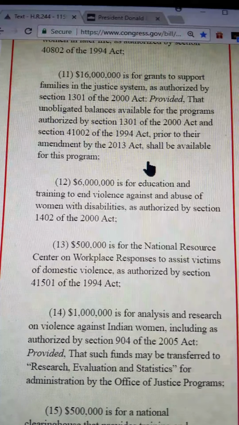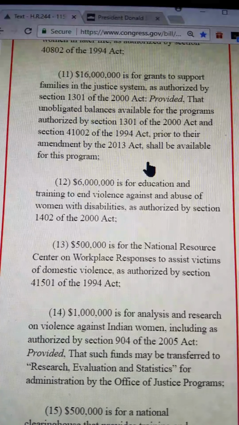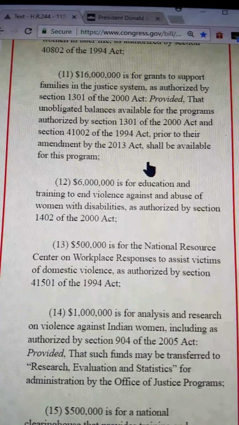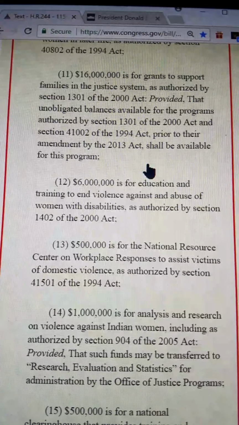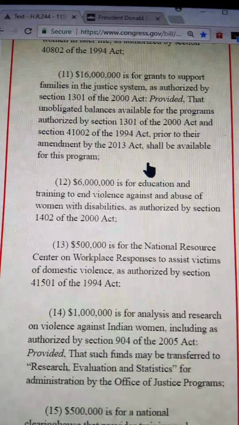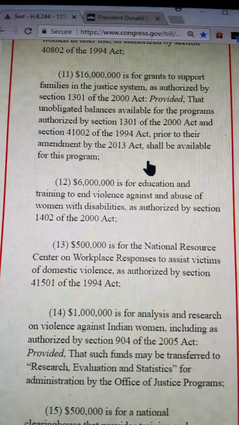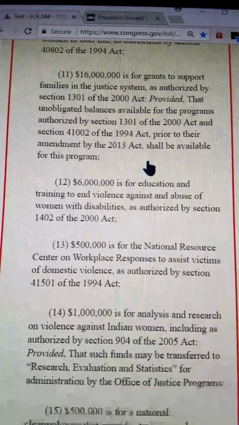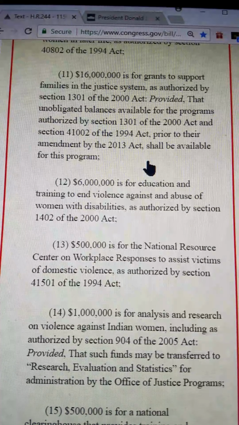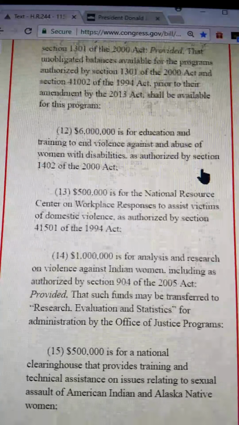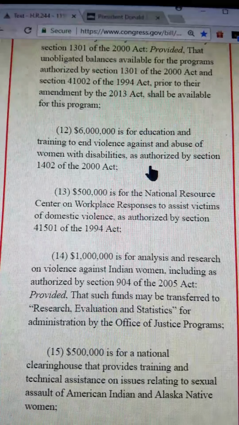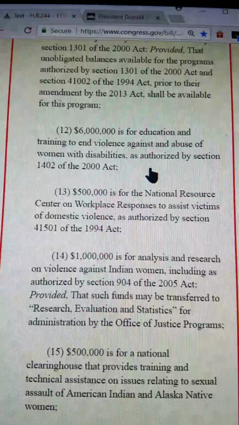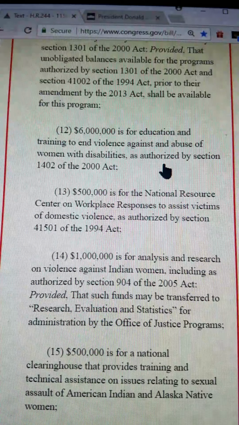$16 million is for grants to support families in the justice system as authorized by Section 1301 of the 2000 Act, provided that unobligated balances available for the programs authorized by Section 1301 of the 2000 Act and Section 41-002 of the 1994 Act, prior to their amendment by the 2013 Act, shall be available for this program. $6 million is for education and training to end violence against and abuse of women with disabilities as authorized by Section 1401 of the 2000 Act.